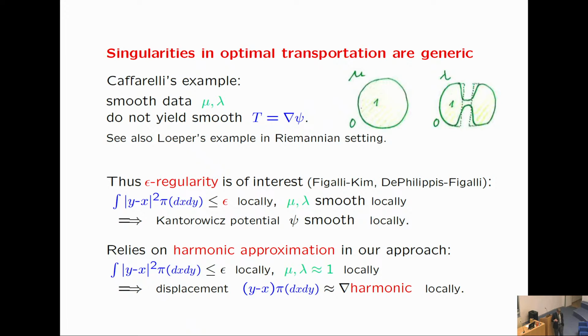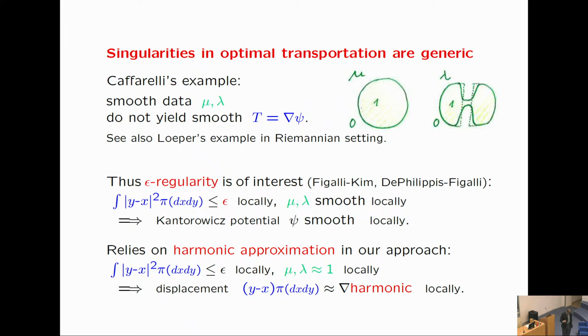So can you show that if, and that's again something which I think was started by De Giorgi for minimal surface theory, your solution in a certain sense on average is small, that it's actually smooth in a slightly smaller domain? That's epsilon regularity, and that's exactly what Figalli and Kim, and then later De Philippis and Figalli, proved for optimal transportation: that if in a certain non-dimensional way your cost is small locally and your densities are smooth, then also the Kantorovich potential is smooth. They used Caffarelli's theory to prove this epsilon regularity result.